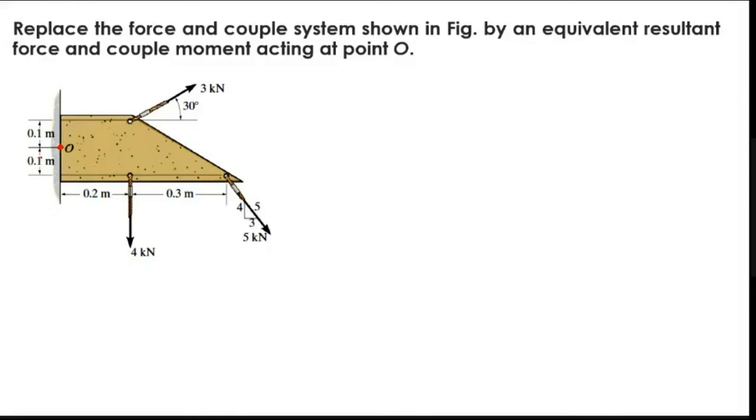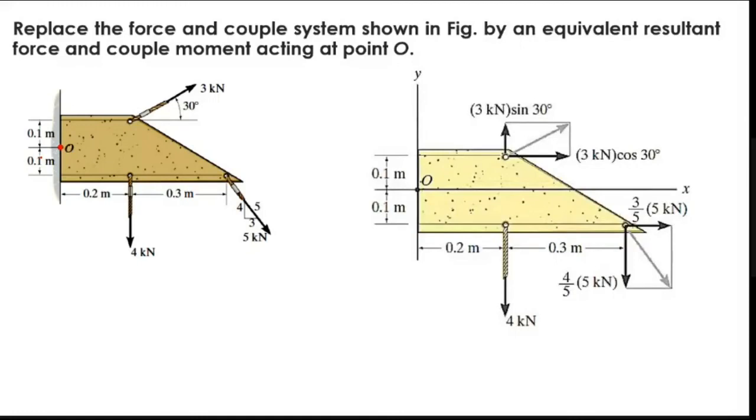We need to bring it to this point, point O. Right? That is my question. So the first procedure is the same. You resolve this process. If I resolve it, I'll get 3 kilonewtons. So when I resolve it, you'll get 3 sin 30 and 3 cos 30.